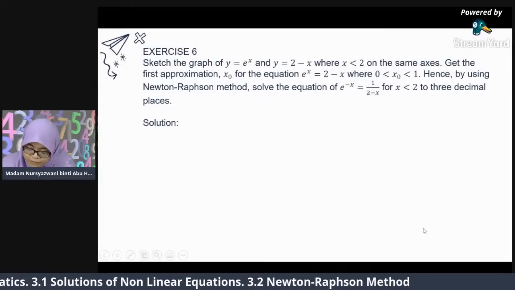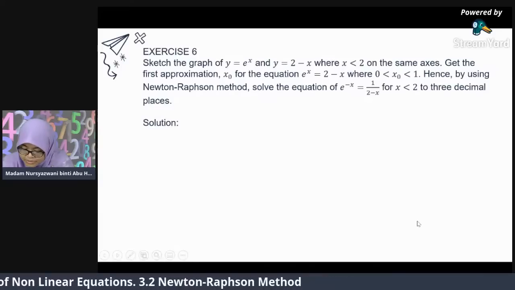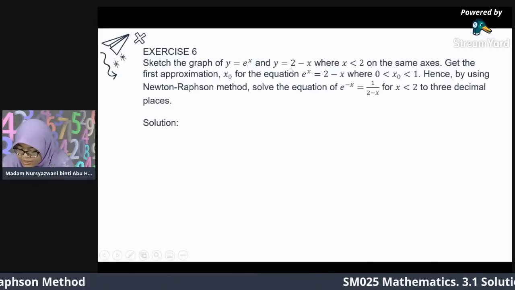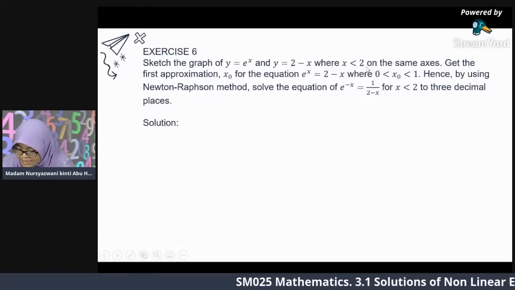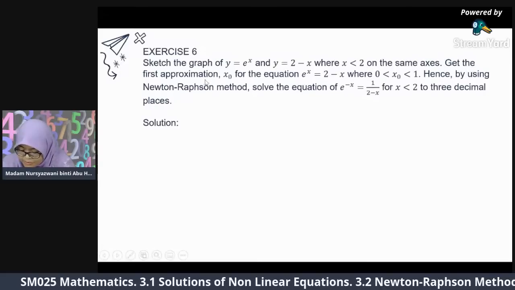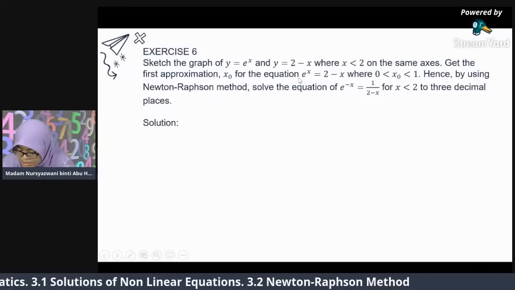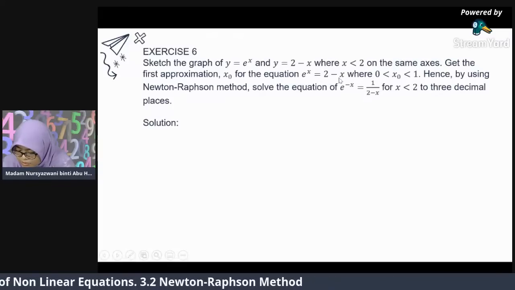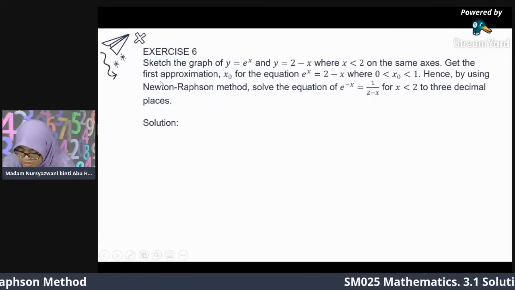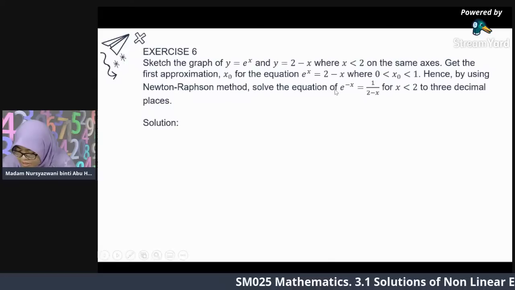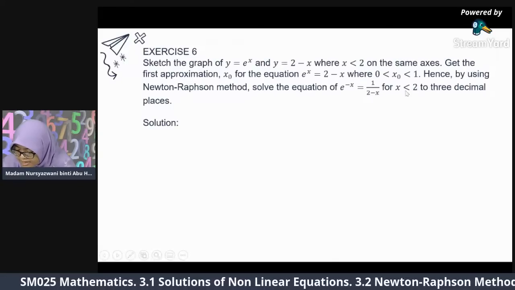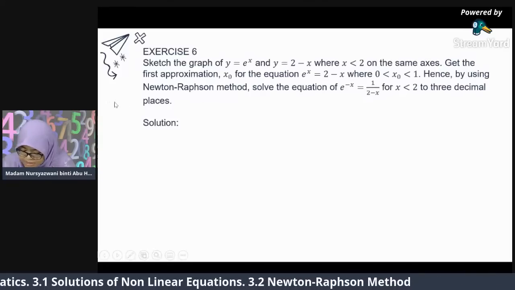Okay, now we move to exercise 6. Sketch the graph of y equals e to the power of x and y equals 2 minus x, where x is less than 2, on the same axis. Sketch the first approximation x0 for the equation e to the power of x equals 2 minus x, where x0 is between 0 and 1. Hence, by using Newton-Raphson method, solve the equation e to the power of negative x equals 1/2 minus x, for x less than 2, to 3 decimal places.